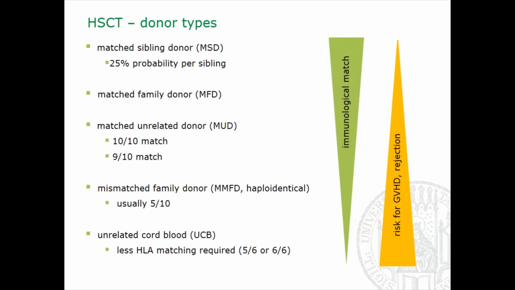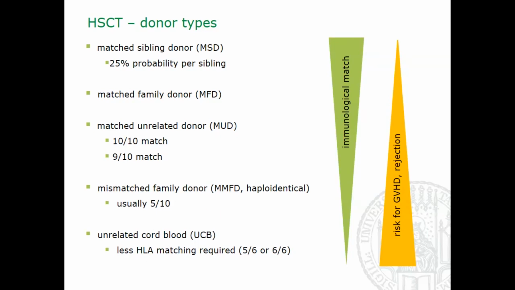Sometimes there is a difference in one of those alleles, then we would call that a 9 out of 10 match. But here the terminology is not consistent. Some centers would call that a matched unrelated donor also. Other centers would call it a mismatched unrelated donor. So if you read that, you always need to keep in mind, it's better to know the exact degree of match to decide what we're actually talking about. I'll try to do so later in this talk.